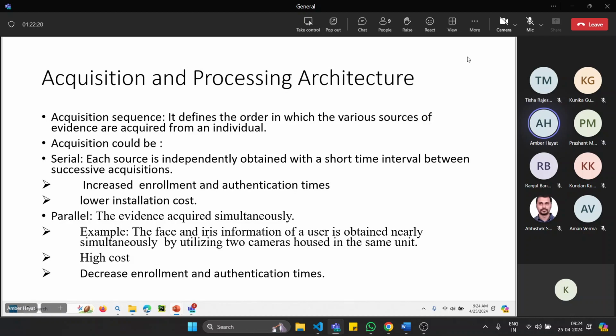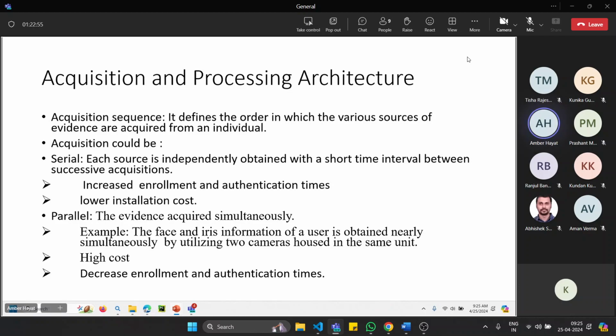And in the parallel one, evidence of the traits is required simultaneously. For example, when we authenticate the face, we can have a sensor which captures the iris information also along with the face information. So this increases the cost. High cost will be there. Also the enrollment time and the authentication time will be less, because the same device has in-house sensors. So enrollment time will be less and the authentication time also will be less.